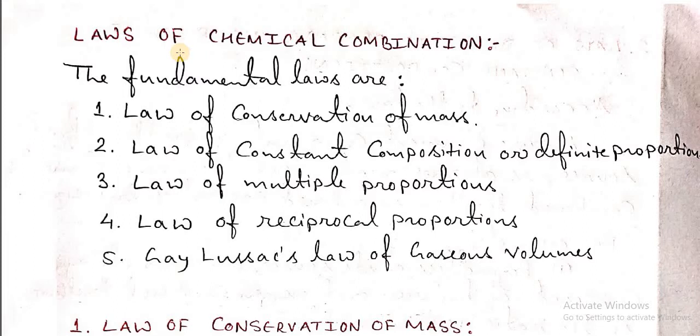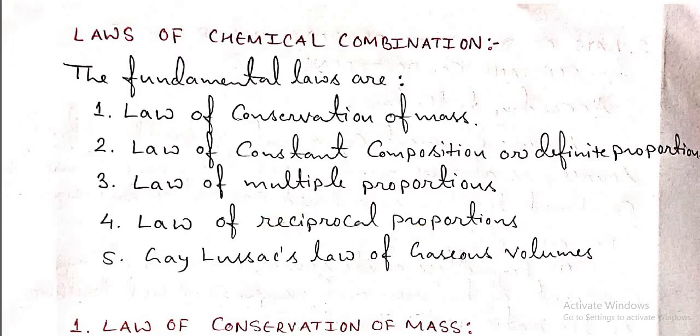So the fundamental laws that are involved in chemical combinations are: the first one, law of conservation of mass. The second one, we have law of constant composition or definite proportion. Third one, we have law of multiple proportions. Fourth one, we have law of reciprocal proportions. And the fifth one, we have Gay-Lussac's law of gaseous volume. We need to discuss one by one the statement, explanation, and examples.